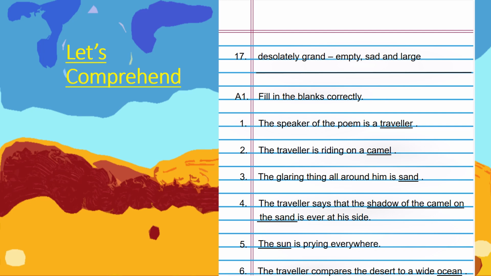Number 5. The sun is prying everywhere. Number 6. The traveler compares the desert to a wide ocean. I could finish all 6 on one side of the page. If you still have space left, you can begin with your A2 exercise from that same page, or else we take a new fresh side of the page to write.